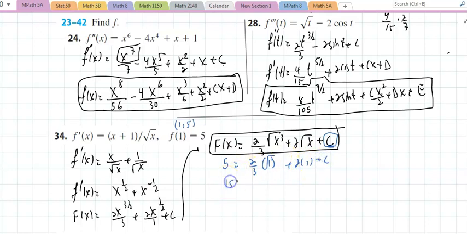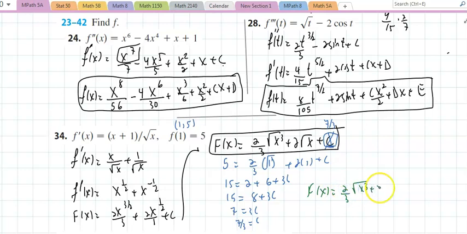So I have 5 equaling 2 over 3 plus 2 plus c. From algebra I clear fractions because I had a good teacher: 15 equals 2 plus 6 plus 3c. C is 7 over 3. Replace that by 7 over 3 and you're done. And again, it would be nice for you to rewrite it nicely: 2 over 3 the square root of x cubed plus twice the square root of x plus 7 thirds.